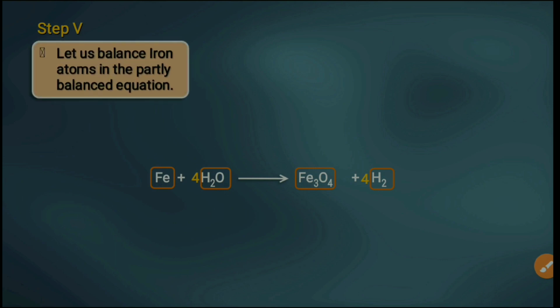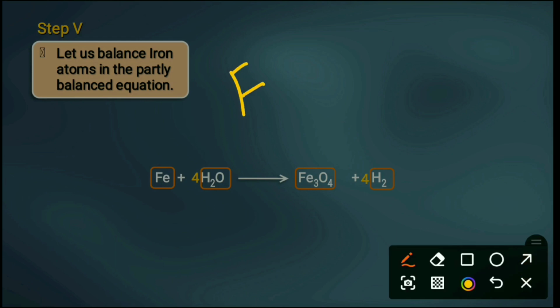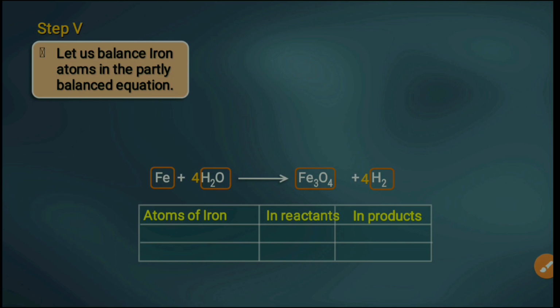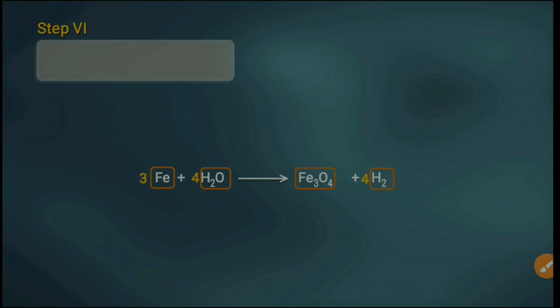Step 5. Let us balance iron now. We balanced oxygen and hydrogen, and the last one is iron. Atoms of iron: in the reactant side there is only one, and in the product side there are 3. So to balance, you have to multiply 1 by 3. So automatically our product side also gets balanced.